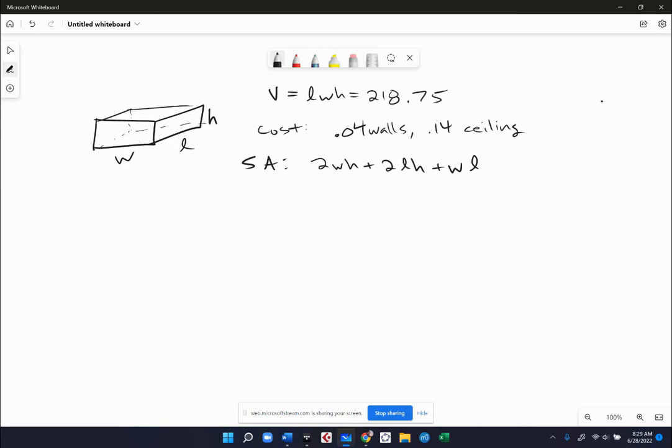Okay, so let's get our cost function going, because that's the thing that we want to optimize. I'm going to call it F. If it makes more sense to call it C, then go right ahead. So however much wall there is, we have to times that by 0.04. So it's 0.04 times 2WH plus 2LH. And then however much ceiling there is, we have to times that by 0.14. So I'm actually going to change it to LW just to keep everything in the same order. And I guess we can clean that up a teensy bit by just distributing that 0.04. So it's 0.08 WH plus 0.08 LH plus 0.14 LW.